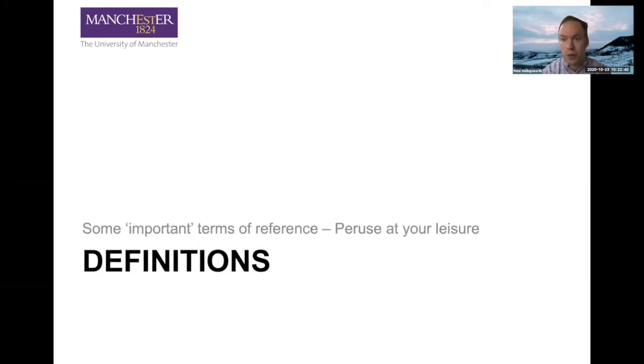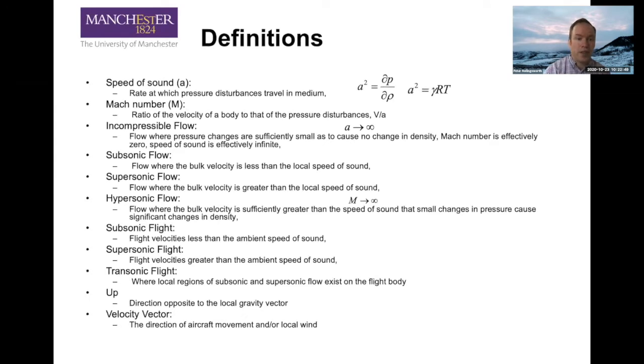These are important for terms of reference, and I want you to peruse them at your leisure. But there are some key ones that we'll talk about as we go through. They're in the notes. Please look at them in your free time. But some big ones that you're going to see a lot more in this unit are speed of sound, Mach number, up, and velocity. All these other ones, incompressible flow, subsonic flow, hypersonic flow, and the like, are useful and important for aerospace engineering. And I want you to start to remember them.